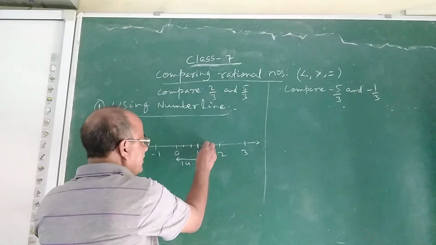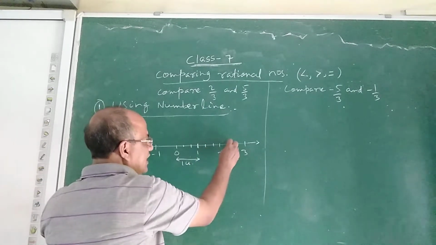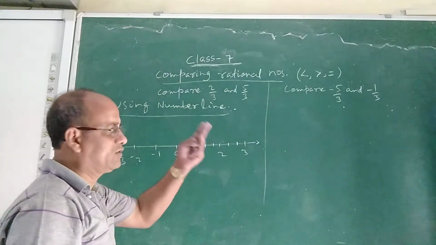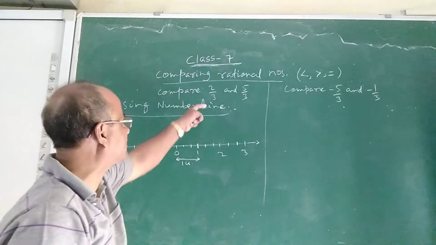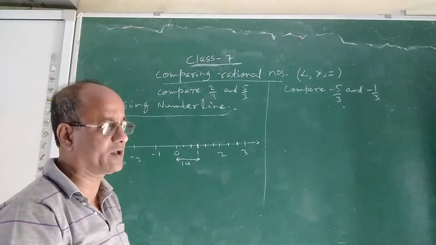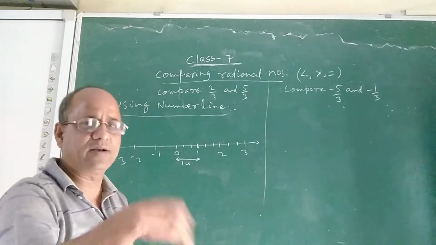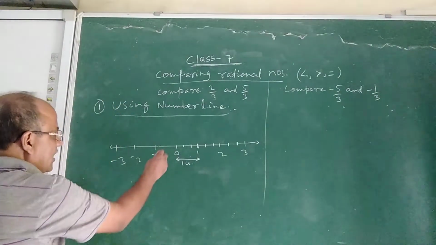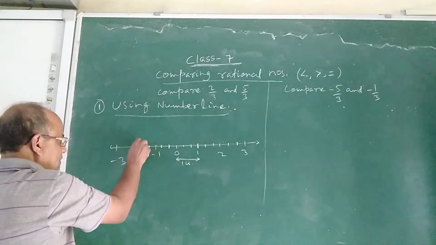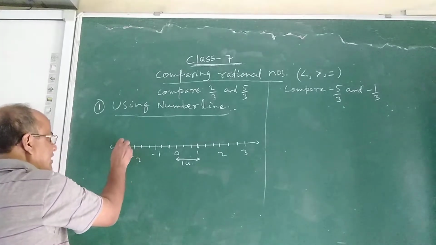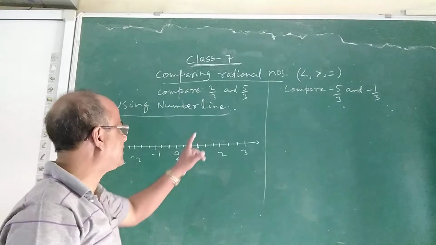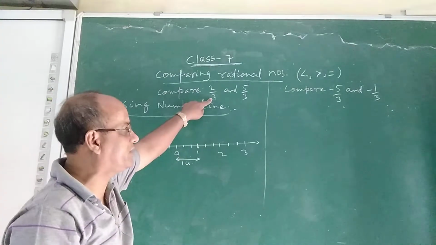In a similar manner, you divide each unit distance into 3 equal parts, because my denominator is 3. Here the two rational numbers have the same denominator. When the denominators are different, we will discuss it in a separate class. Divide each unit distance into 3 equal parts, because the denominator is 3.